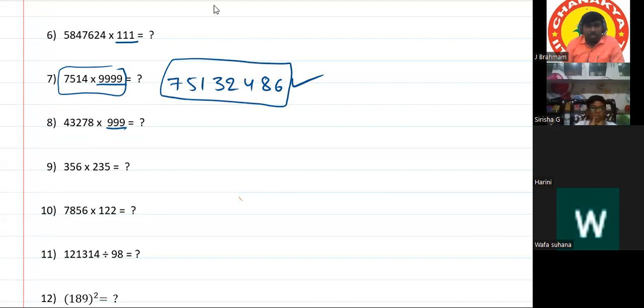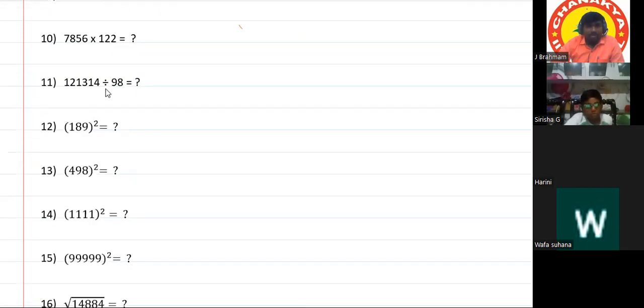How did we get this? Just subtract one from this number. 7, 5, 1, 4. If you subtract 1, it becomes 7, 5, 1, 3. Then we have to make every digit 9. So 7 plus how much is 9? That we write here. 5 plus how much is 9? That we write here. In that way, we will get the answer. Suppose you think of this question in a conventional method, digit by digit, it will take a lot of time.